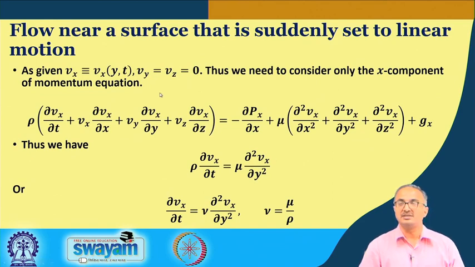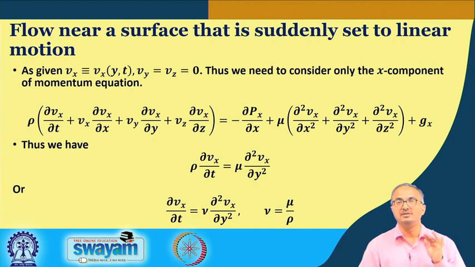Now, as stated in the problem, we are saying that Vx is a function of y and t, and we are assuming the other two components of the velocity, that is Vy and Vz, to be 0. So, because Vy and Vz are 0, we have three momentum balance equations.